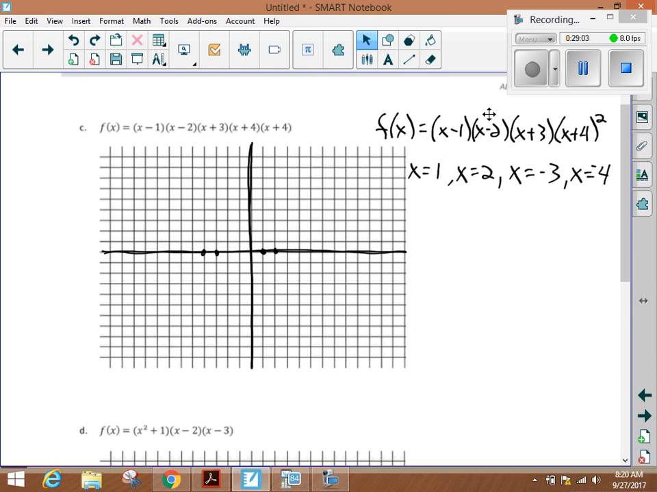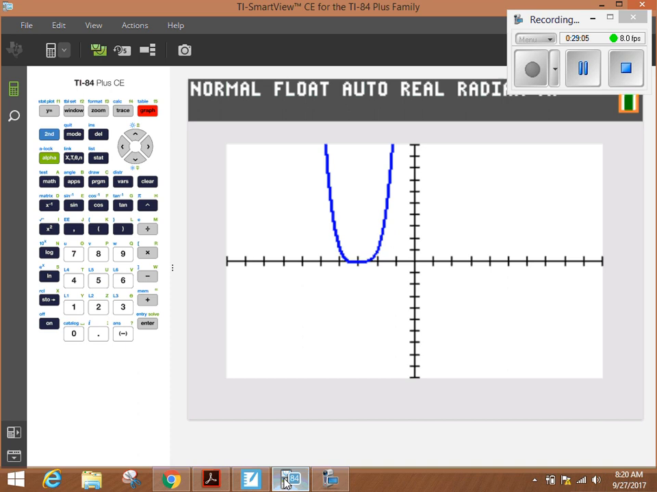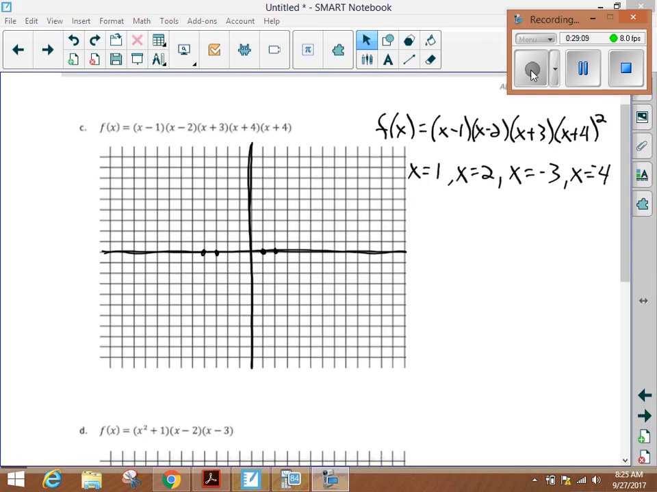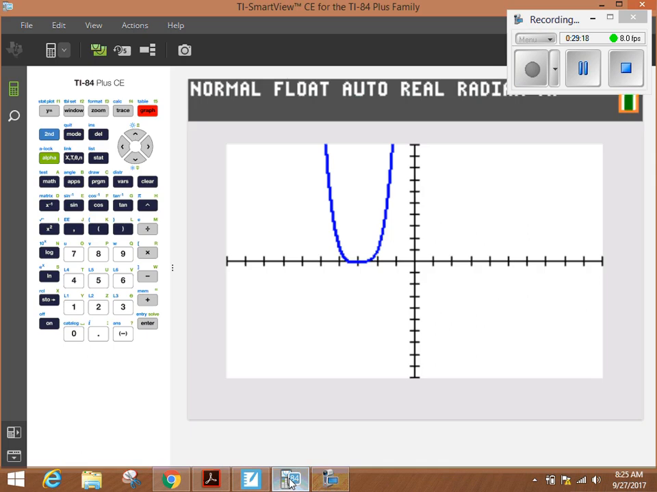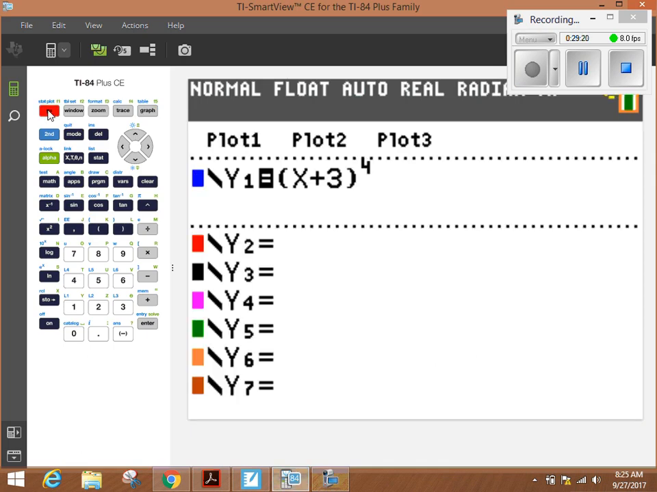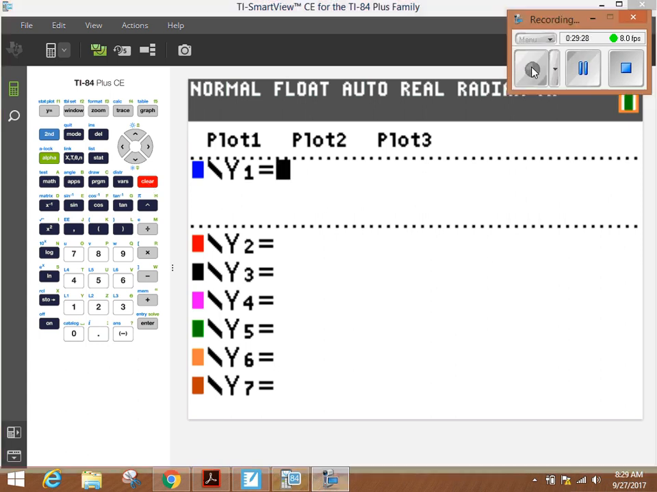So let's go ahead and let the technology help us out with that. Let's go to our handy-dandy calculator and graph this thing using our graphing utility. You go to y equals. If you've got something in there, hit clear. Okay, so let's put this thing in there.